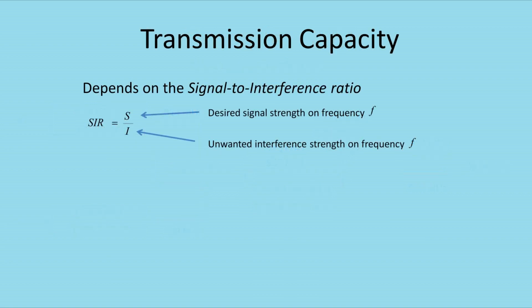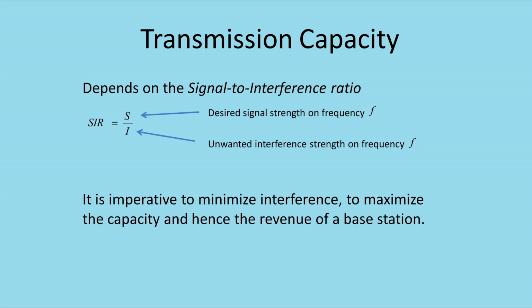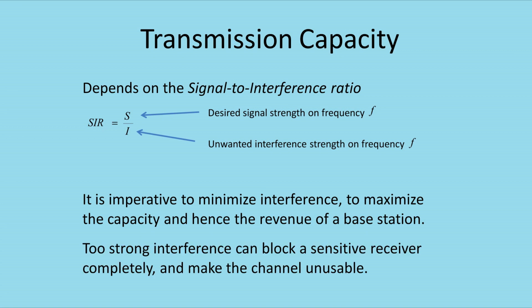Transmission capacity and the quality of a given link depends on the signal to interference ratio. That is the power S of the desired signal divided by the power I of interfering signals at the same frequency. It is imperative to minimize interference to maximize the capacity and hence the revenue of the base station. Too strong interference can block a sensitive receiver completely and make the channel unusable.